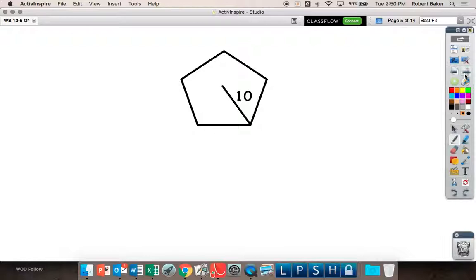I'm about to flex all over you. You ready? Well, this is about as PreAp as it gets. So what is the formula to calculate the area of a regular pentagon?